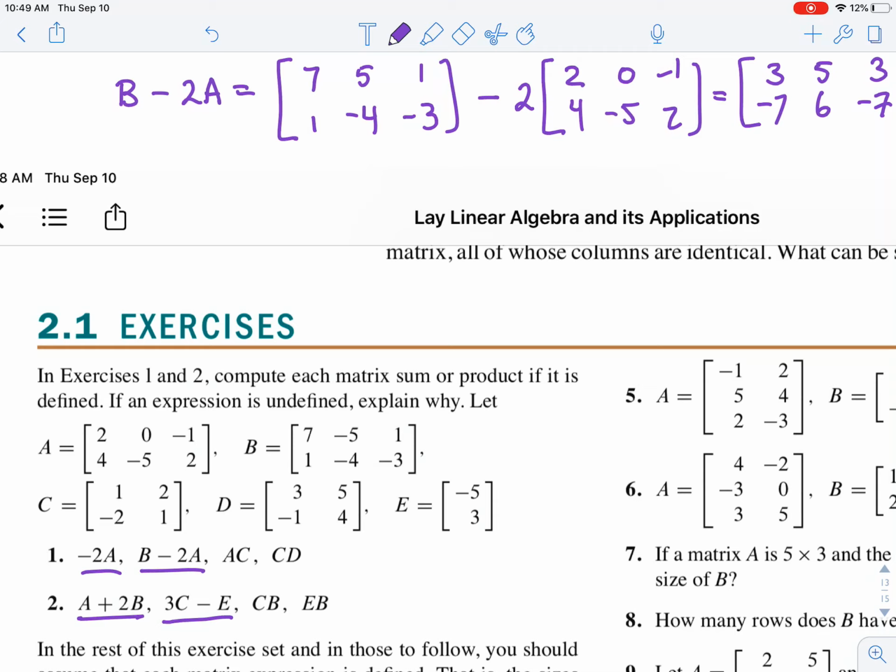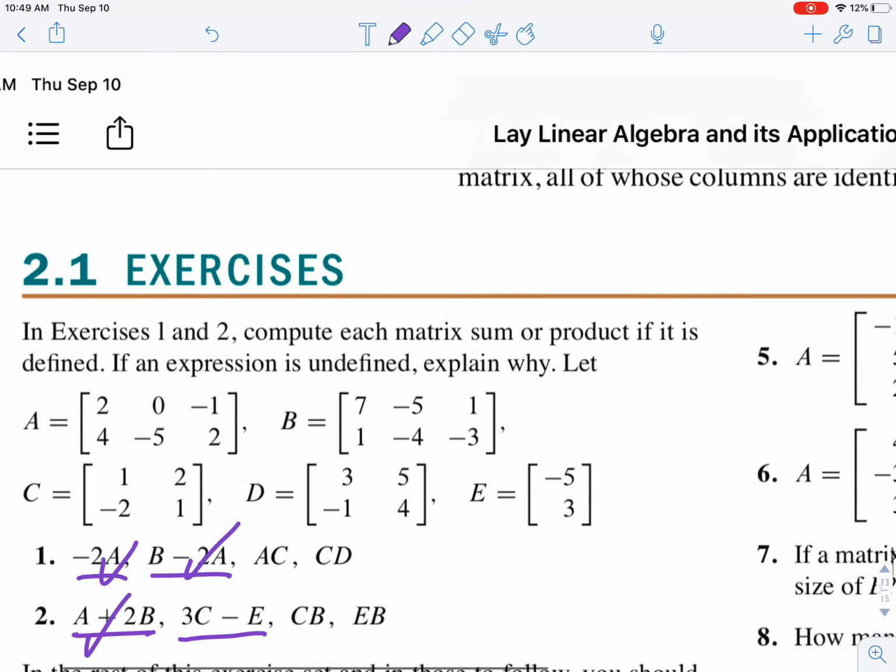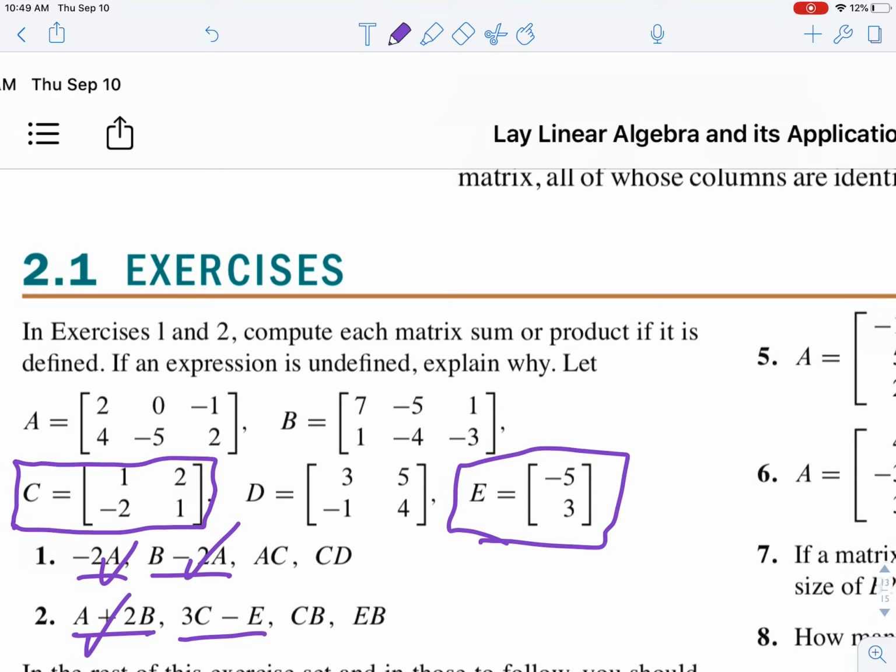The other ones are similar. A plus 2B, I'll leave that one to you. You'll have some on your homework next week for that. And now let's look down here. 3C minus E. Well, 3C would be a 2 by 2 matrix. Right? 3 times C is going to be this matrix scaled up by a factor of 3, and that's going to be 2 by 2, and then E is a 2 by 1. Those are different sizes, and so this does not exist. That's just undefined because the matrices are different sizes.